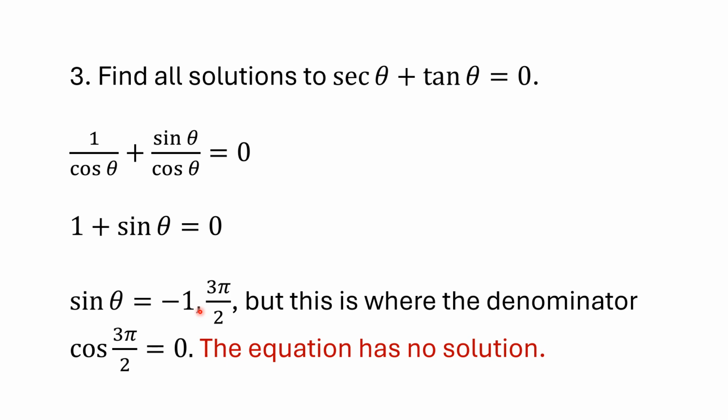But this is where the denominator cosine 3 pi over 2 is 0. So I do have to look at not being in a situation where I'm dividing by 0. That would cause me to divide by 0. So this equation has no solution. All my solutions are going to be at points where I have a division by 0. That's how this one happens to be. And so just like in algebra, you don't always have to have a solution. This is a no solution problem.